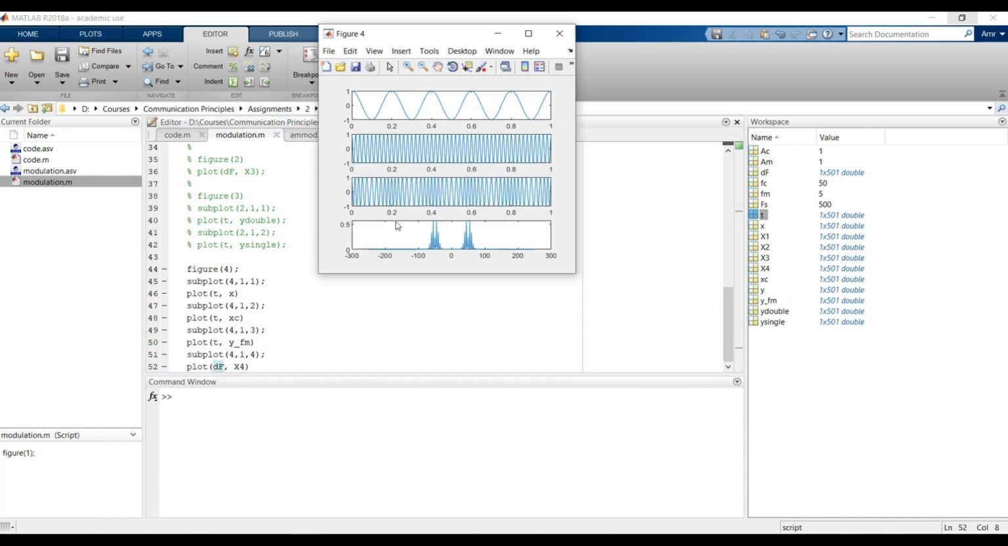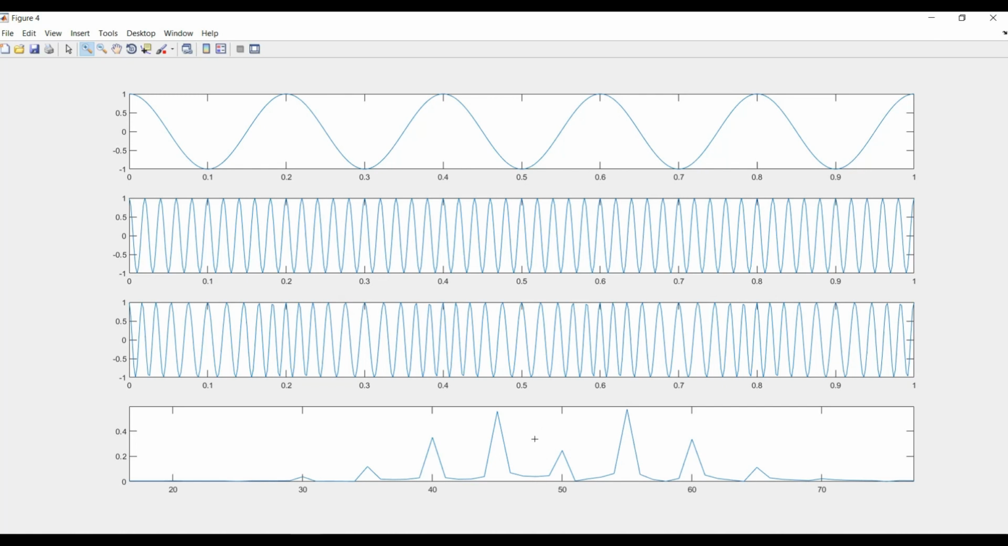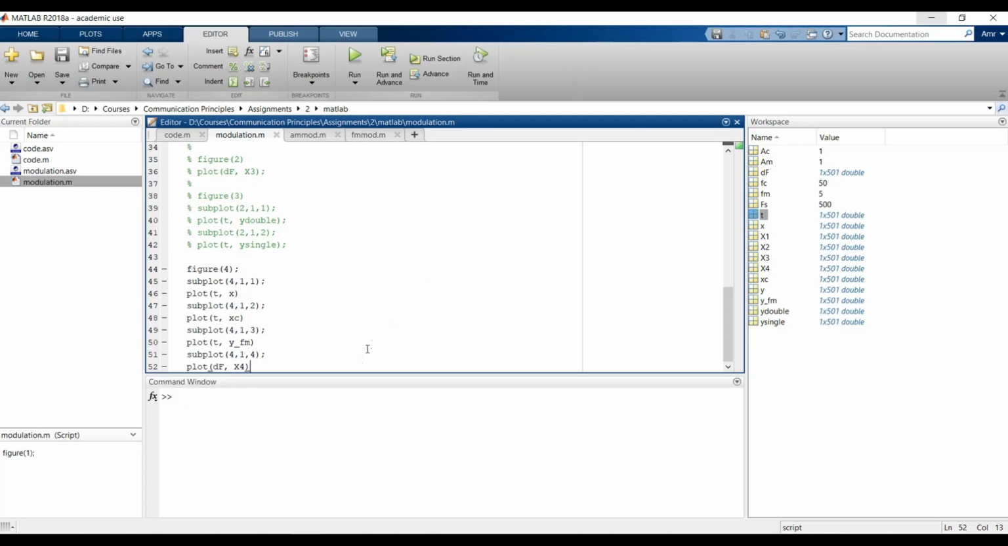Let's see ours. As you can see here, let's zoom into the positive part. We have 4 distinctive sidebands and 1 carrier band, and this carrier band is at 50 hertz, meaning that this is our carrier band at our carrier frequency. This is it for frequency modulation in general.